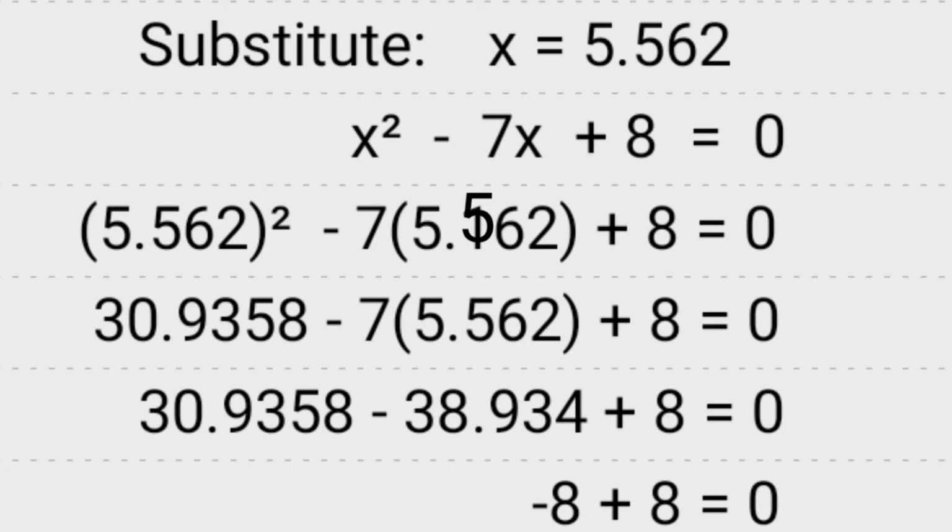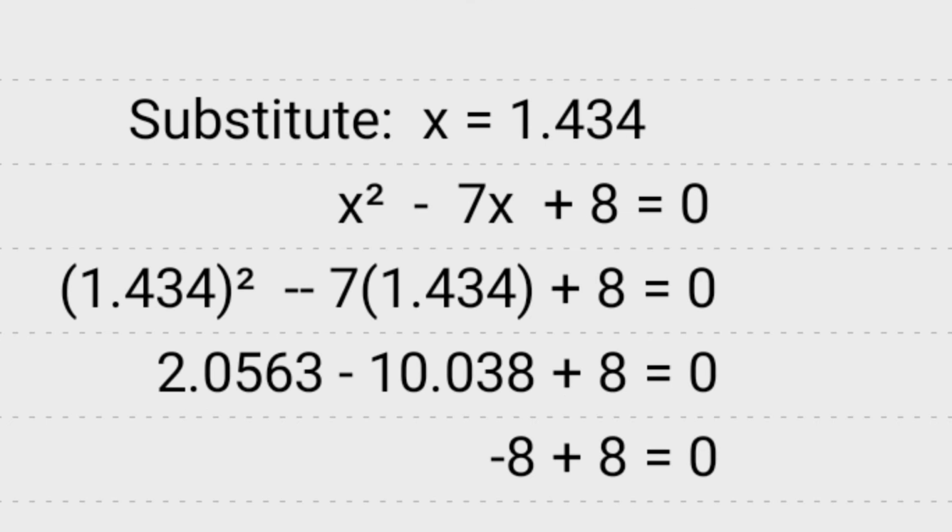Let us check our answers. Substitute x equals 5.562 to the quadratic equation, x squared minus 7x plus 8 equals 0. 5.562 squared equals 30.9358, minus 7 times 5.562 equals 38.934, plus 8 equals 0. Negative 8 plus 8 equals 0.